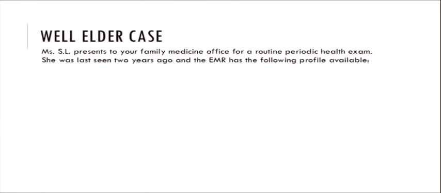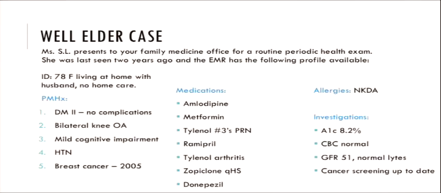So Miss SL presents to your family medicine office for a routine periodic health exam. She was last seen 2 years ago, and the EMR, the electronic medical record, has the following profile available. So we'll just go through this. 78-year-old female living at home with her husband, no home care. She has type 2 diabetes with no complications, seemed to be well controlled before, bilateral knee OA, mild cognitive impairment, hypertension, and a remote history of breast cancer that was treated.